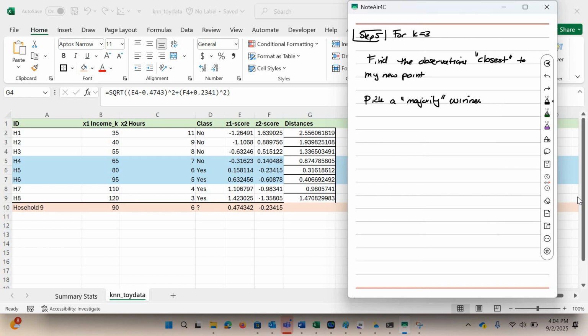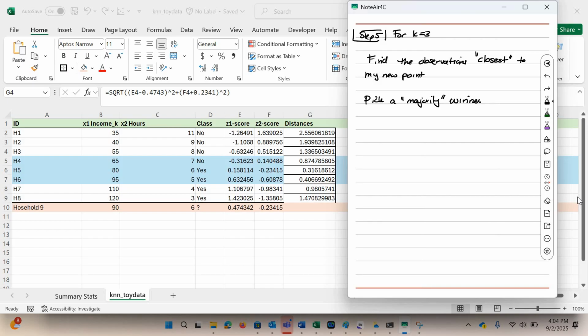That's why, if one variable is really large and one variable is really small in size, you can't compare them. So Z-score them first, so they're on the same planet, and then check which distances are the closest to your new point. And the closest to this new point are these three.